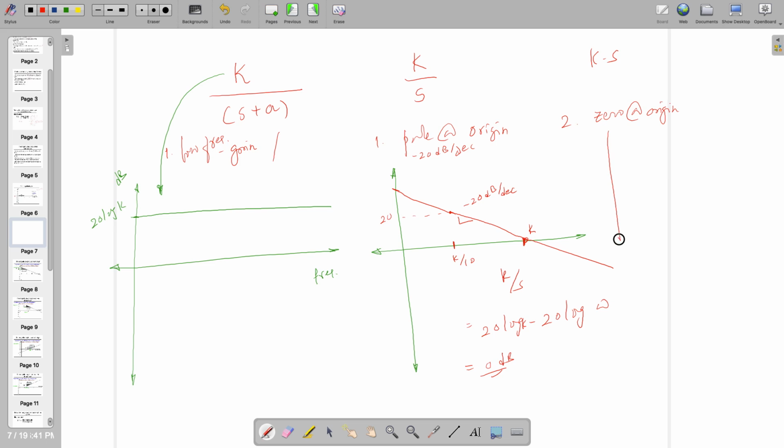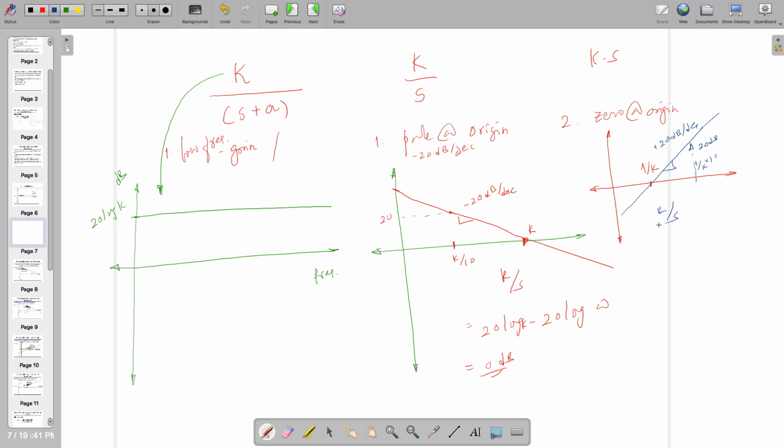And similarly, for this case, at 1 by K, you need to draw plus 20 dB per decade. For that, you can go to 1 by K times 10 and you have to go up by 20 dB. So this is going to give you plus 20 dB per decade for the case of K by S, right?